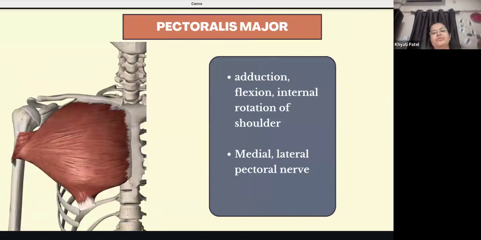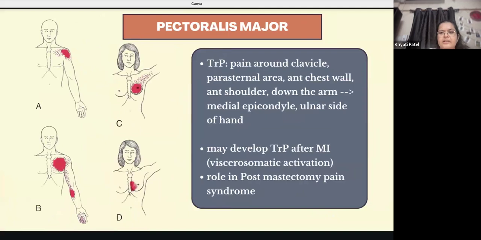Coming to the front of the shoulder, there is pectoralis major, which is responsible for adduction, flexion, and internal rotation, supplied by the medial and lateral pectoral nerves. And these are the pain areas. So TRPs in pectoralis major will have pain around the clavicle, parasternal area, anterior chest wall, and anterior shoulder. Pain may radiate down to the arm, medial epicondyle, and ulnar part of the hand.